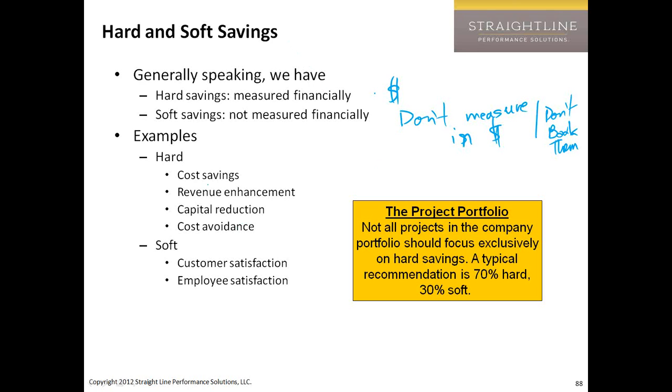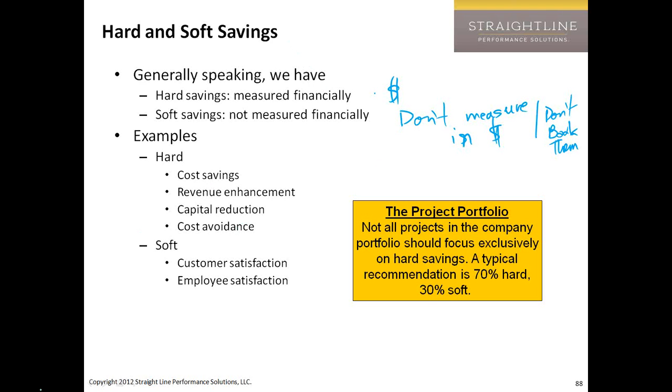And then occasionally we have cost avoidance. So I was going to have to build a new room to house all my archives, and because of a Six Sigma project, I now have plenty of space for my archives. I don't have to run that construction project. That is really a cost avoidance, and that's real hard money.